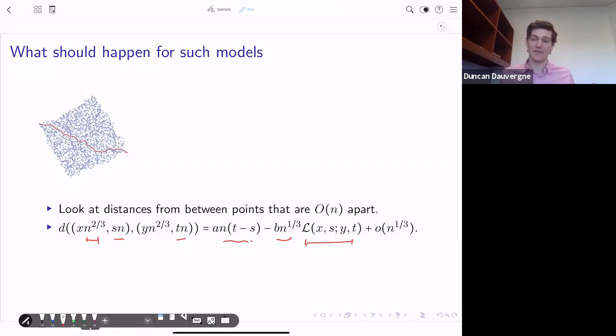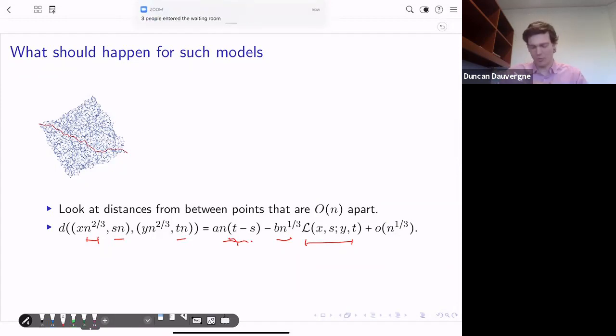And the idea here is that this should be like a central limit theorem. So regardless of how you structured your original random metric, your mean term will be different. You might also have a term that depends on x and y, but the fluctuation term should always be the same universal object, which is this directed landscape, which I'll talk about today.